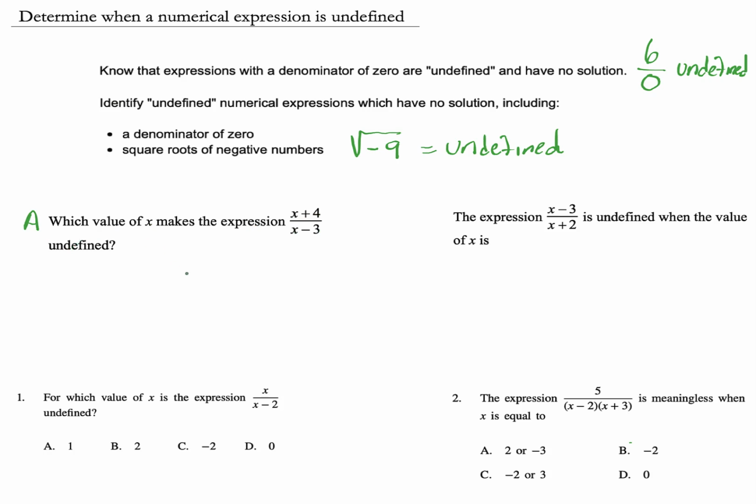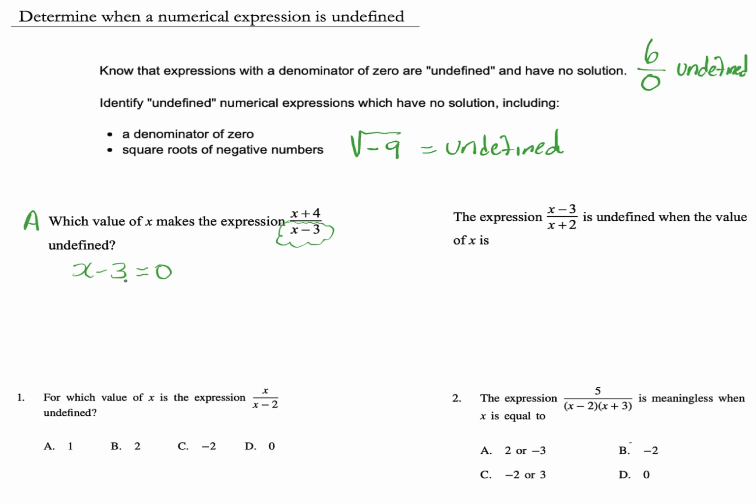Now, the first thing you have to remember, for anything to be undefined, it must be a fraction, and the denominator must be 0. So with that, you're going to focus only on the denominator. Forget about the numerator. Only focus on the denominator because that should not be 0. So my denominator here is x minus 3. And I'm going to make that equal to 0 because I want to figure out what is the value for x that will make this 0.